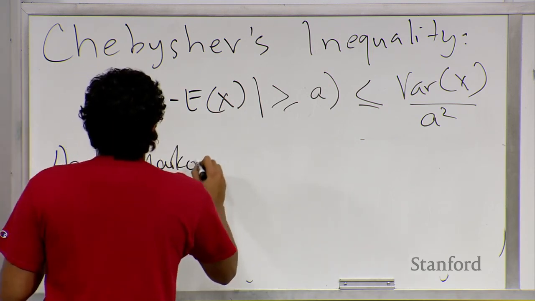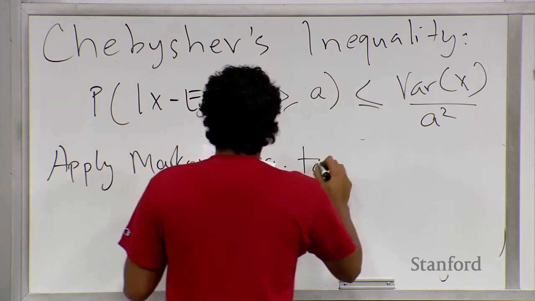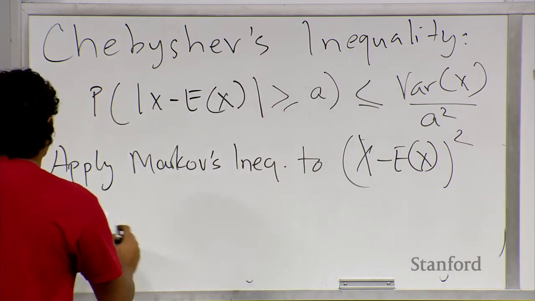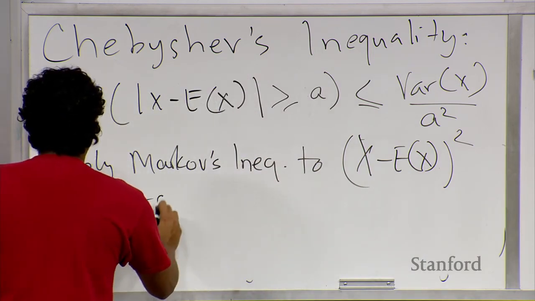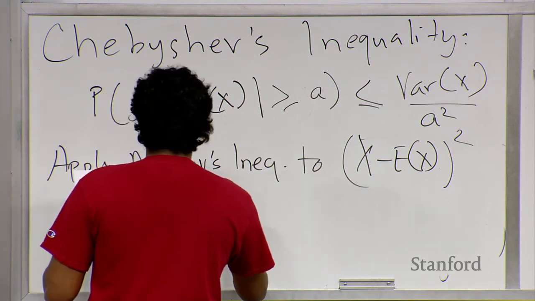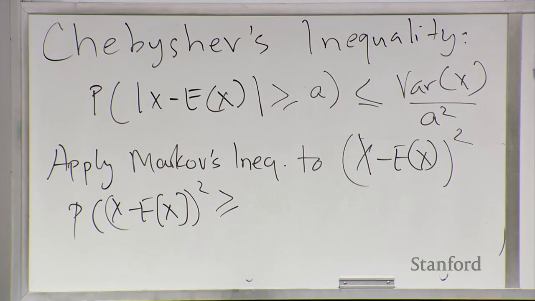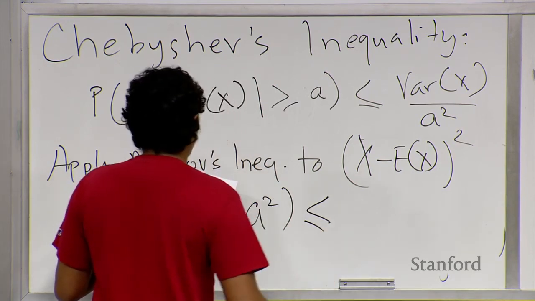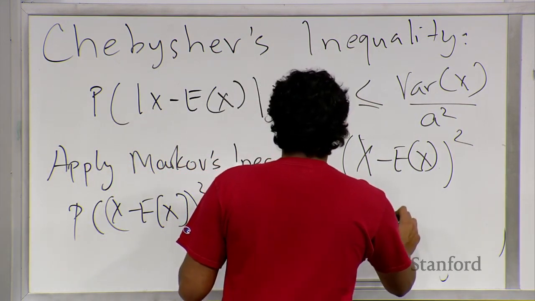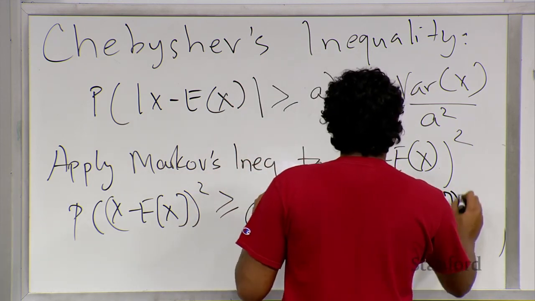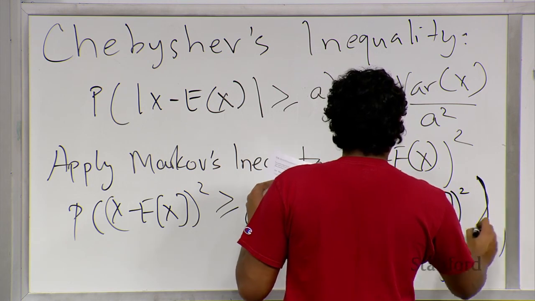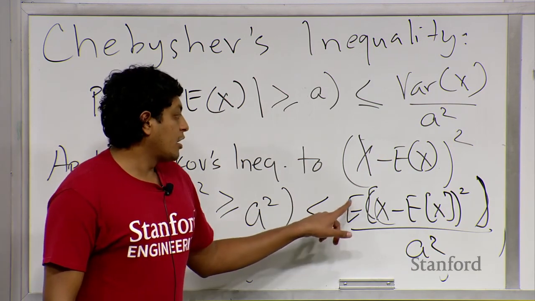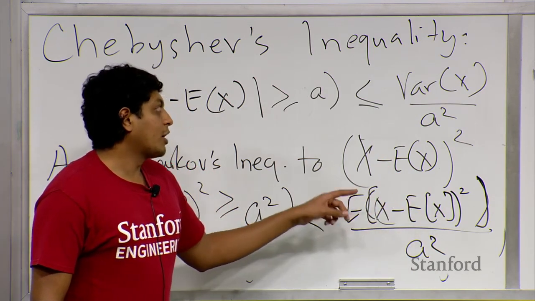Markov's inequality to the random variable (X minus E[X]) the whole squared. So this gives you the probability that (X minus E[X]) the whole squared is greater than or equal to, and we take the constant as a squared this time, greater than or equal to a squared, is less than or equal to E[(X minus E[X]) the whole squared] over a squared. But we know from the first definition of variance that E[(X minus E[X]) the whole squared] is nothing but the variance of X.